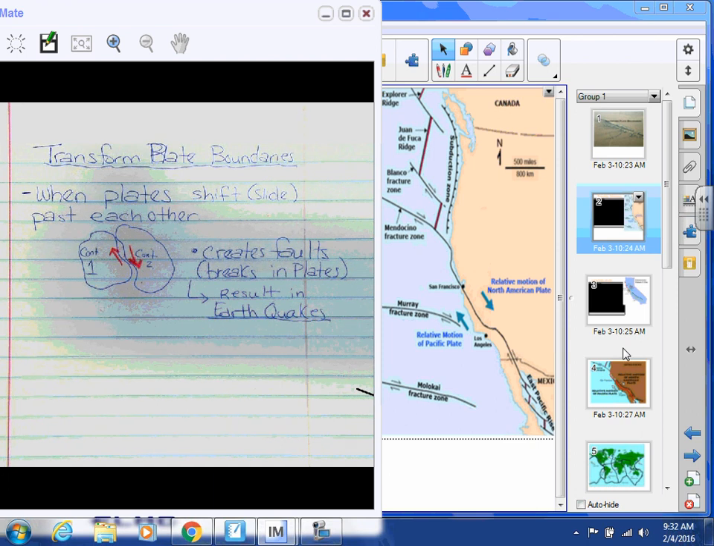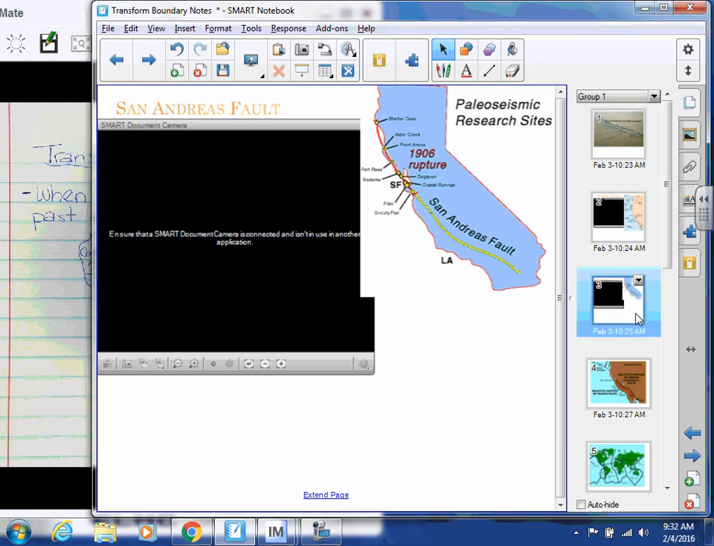All right. So there are some famous faults that have happened in our world that are noticeable and things in our history. One of them is the San Andreas fault.